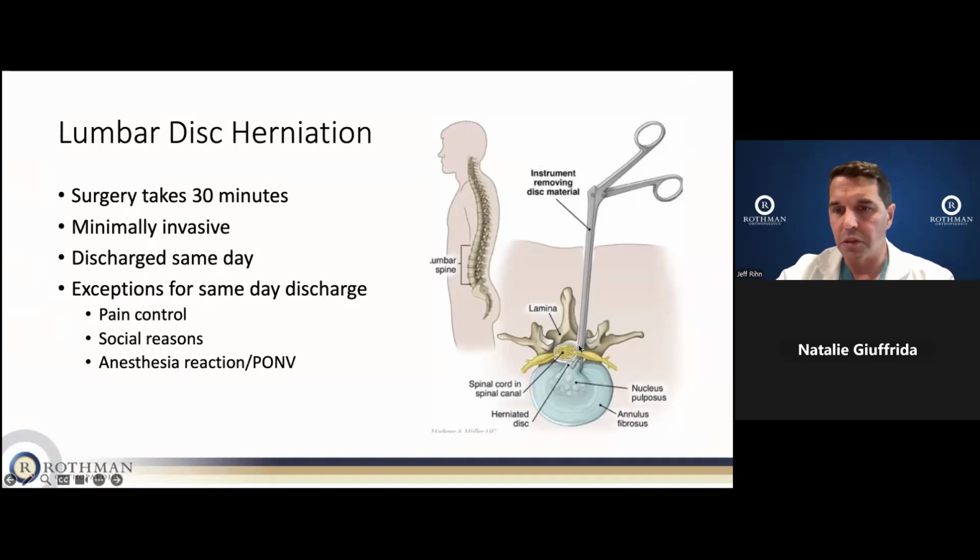This is just a little depiction of what happens during surgery. This is the skin. A little incision is made, and the disc herniation is pulled out off the nerve. It takes about a half an hour. You typically go home the same day. And this surgery is very effective in treating lumbar disc herniation.